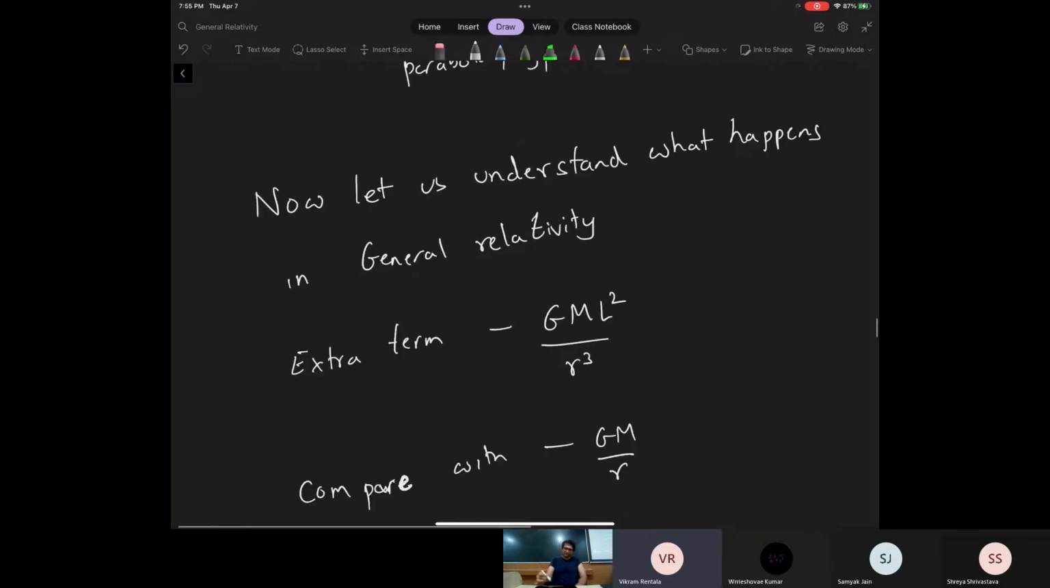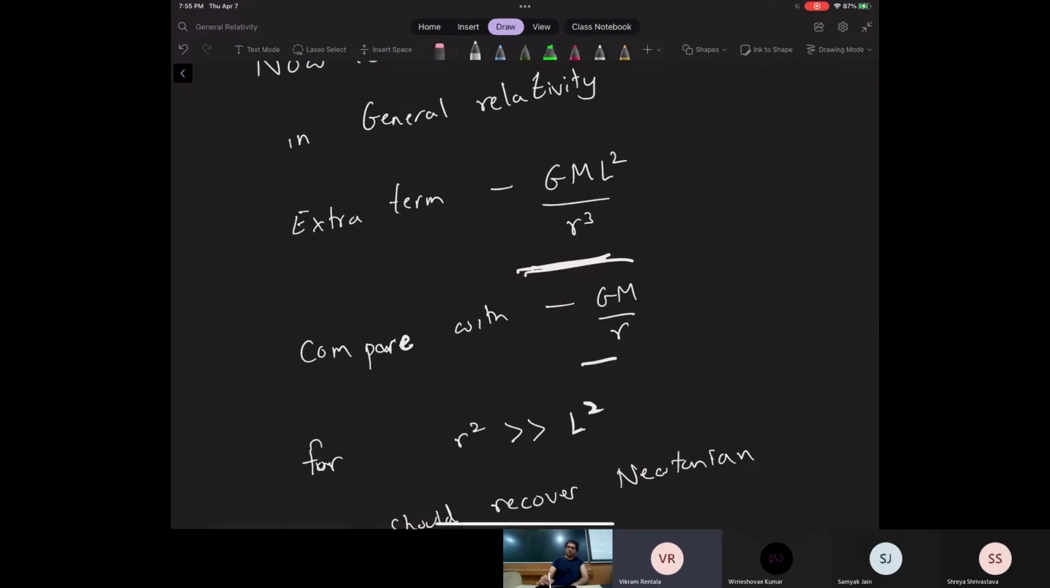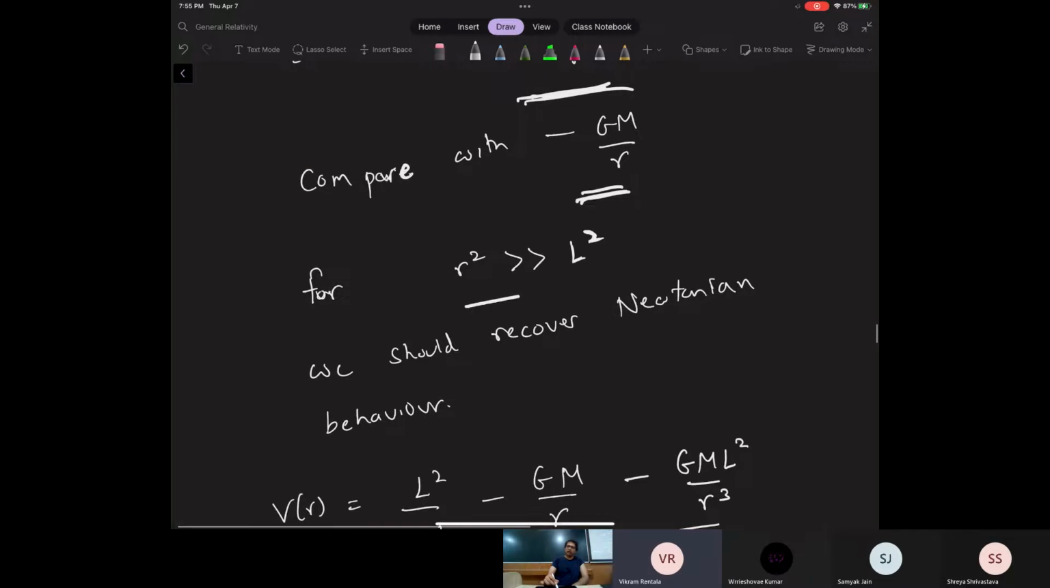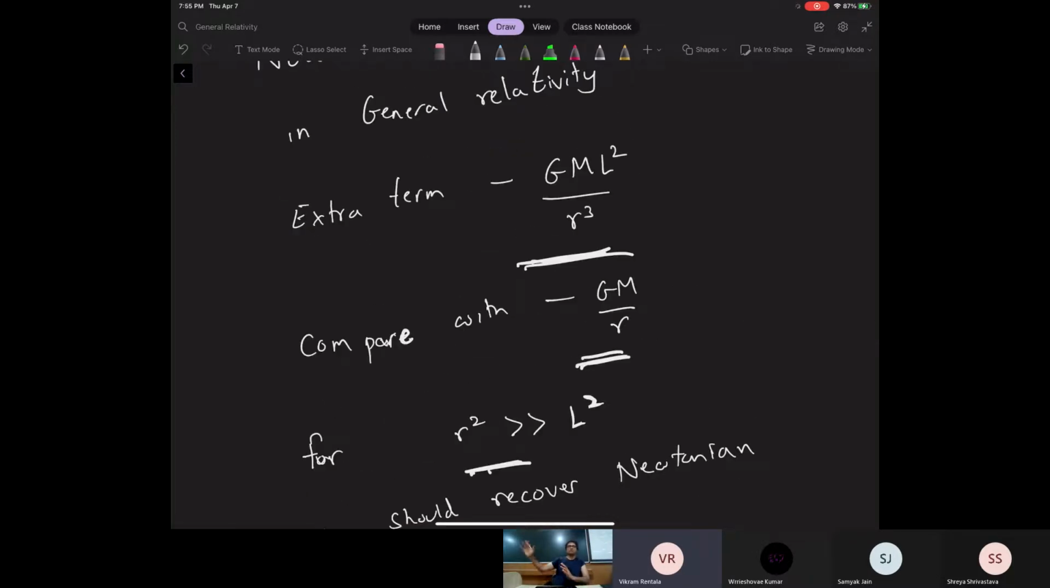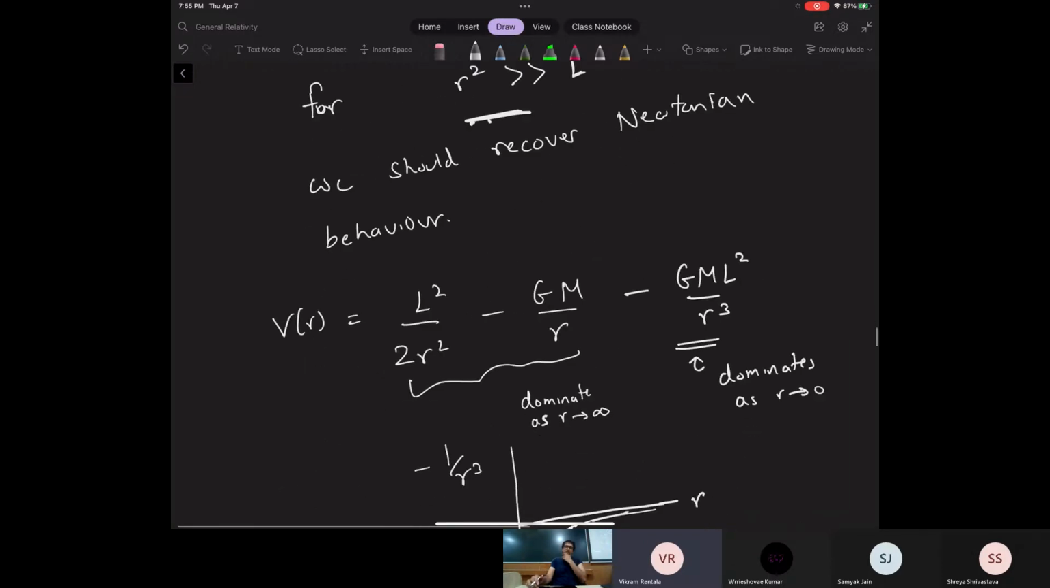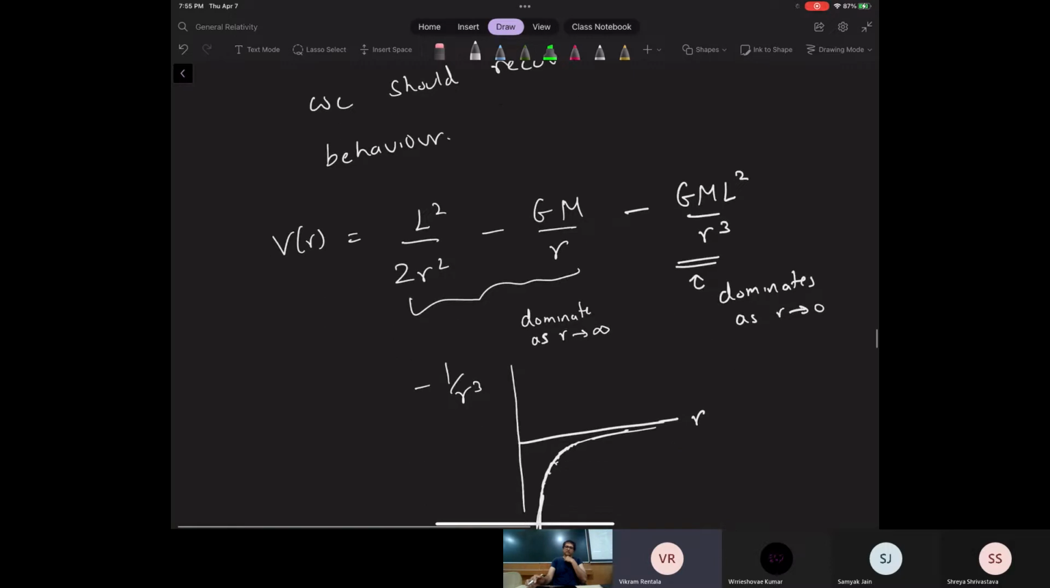So in general relativity, the main thing is you have this extra term, minus GM L squared by r cubed. And you have to compare this with minus GM by r. For r squared much greater than L squared, as long as the particle is staying at some r which is very large, this extra term should not be very important, which means the behavior should approximately behave like Newtonian gravity. We should recover Newtonian behavior at large r.